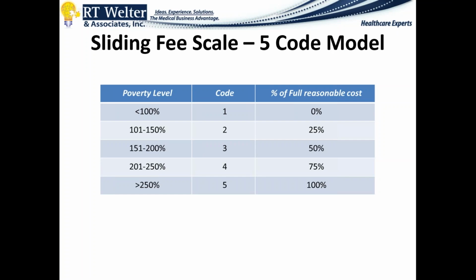This is a sample sliding fee scale on a 5-code model, and we're basically looking at federal poverty level, as you guys know, 100%, 0% of the reasonable cost. So everything is slid. The patient does not have any cost share. And then we look at our other brackets, pretty self-explanatory. You guys are used to this. You know this in and out, FPL level, and then the cost share for that particular client.